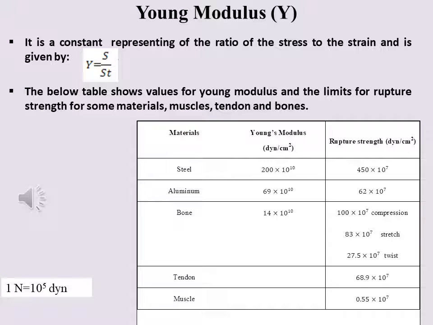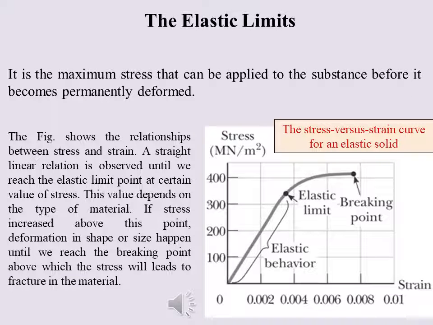The table below shows some values for Young modulus and the limits for rupture strength for some solid materials, muscles, tendon and bones. The elastic limit. It is the maximum stress that can be applied to the substance before it becomes permanently deformed.